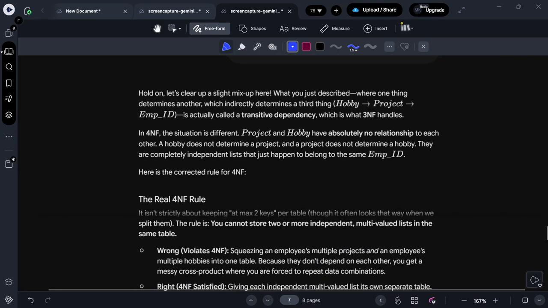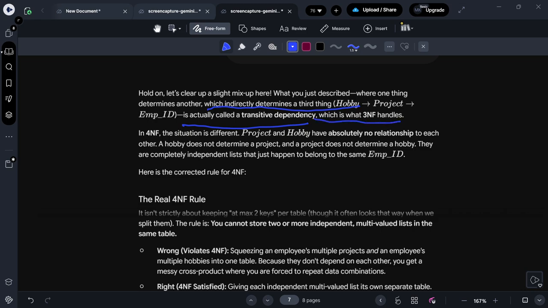Another thing, let's clear it up: one thing that determines another, which indirectly determines a third thing. For example, hobby in our example determined project, and project determined employee ID, which is actually a transitive dependency, which is what third normal form handles.